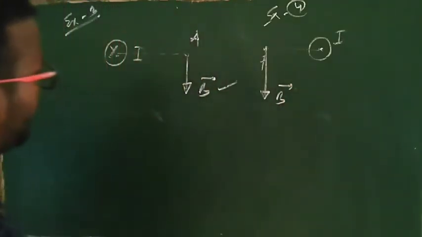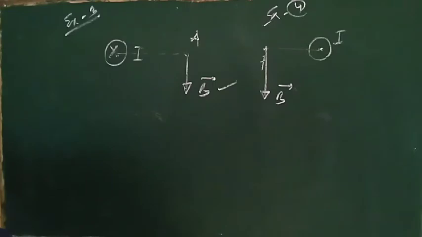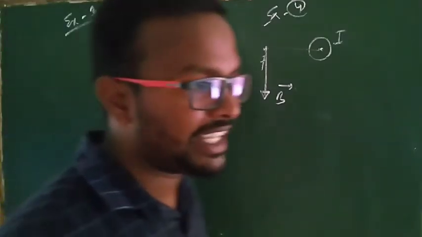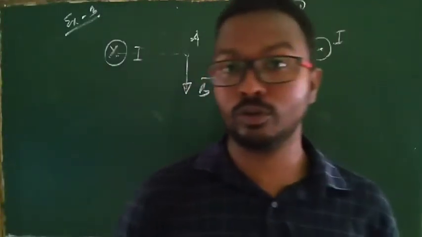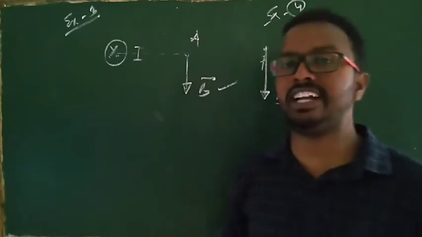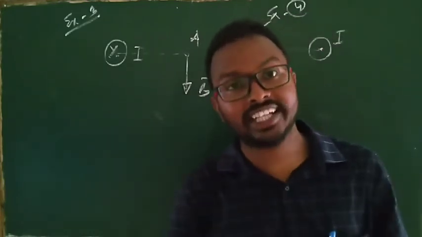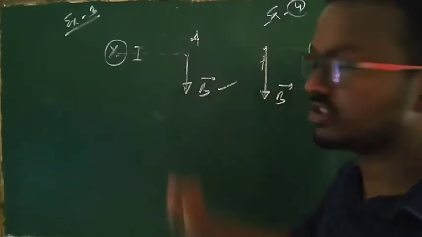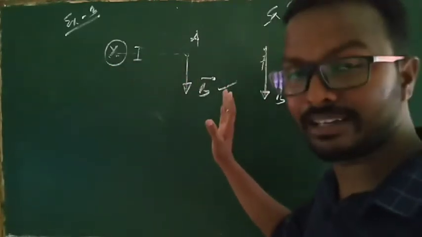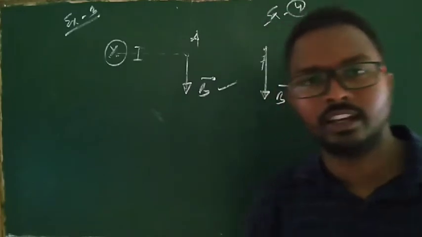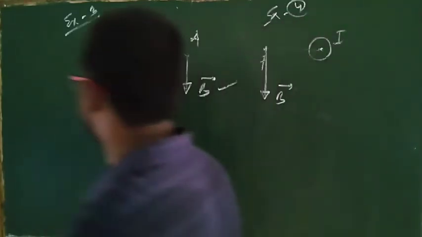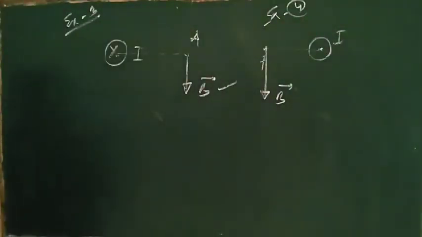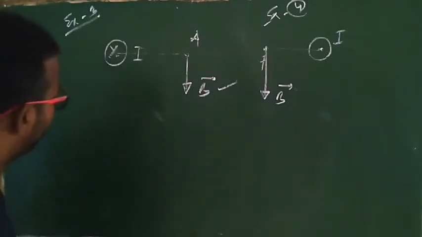Clear? This is all about how to find the direction of magnetic field by using the right hand rule, and this rule is important for the determination of magnetic field throughout the chapter. Clear? You have to remember this concept and this example, which will help in determining the magnetic field in many cases.